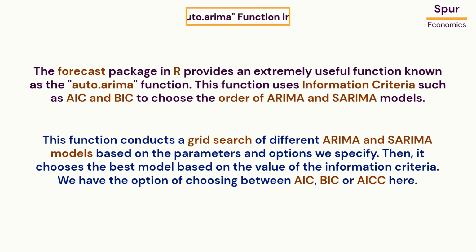The forecast package in R provides an extremely useful function known as the auto.arima function. This function uses information criteria such as AIC and BIC to choose the order of ARIMA and SARIMA models. This function conducts a grid search of different ARIMA and SARIMA models based on the parameters and options we specify. Then, it chooses the best model based on the value of information criteria. We have the option of choosing between AIC, BIC, or AICc here.